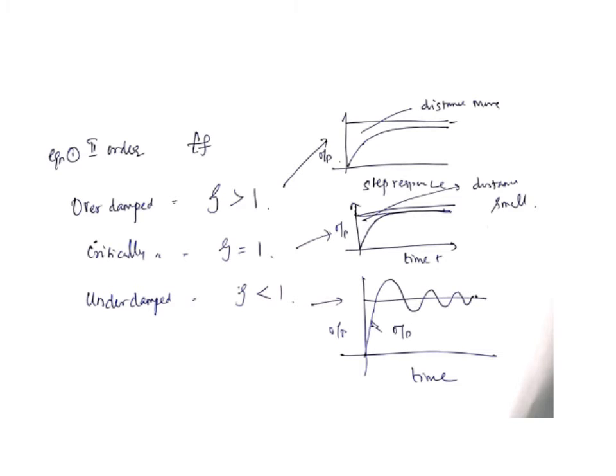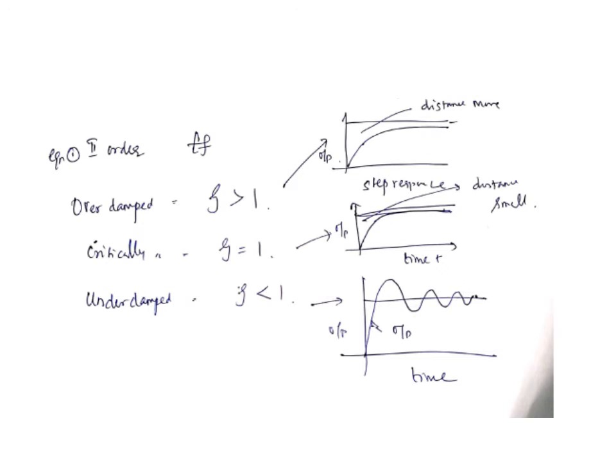And the equation 1 is the second order transfer function, and we'll be analyzing the second order transfer function for 3 different cases, but for the transducer I'm going to use only the underdamped system.